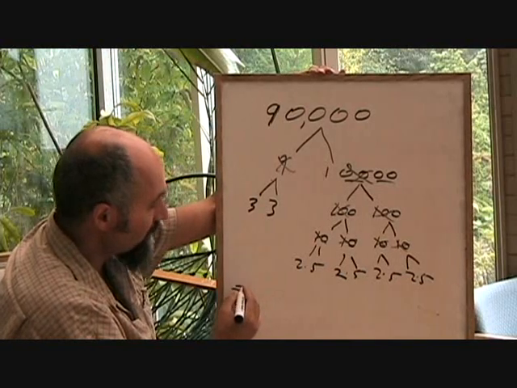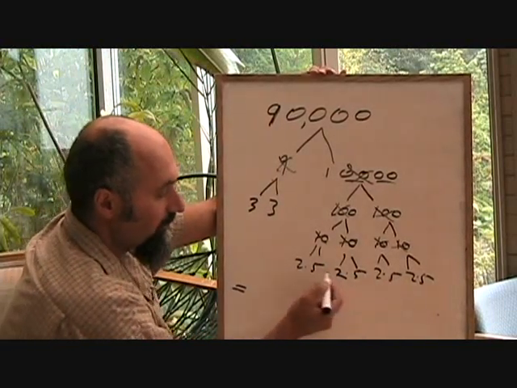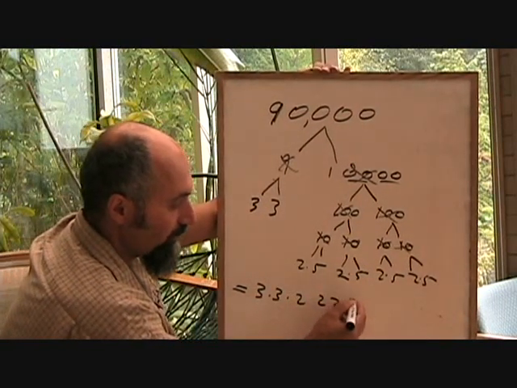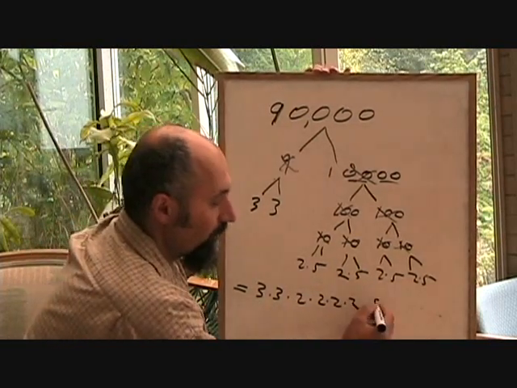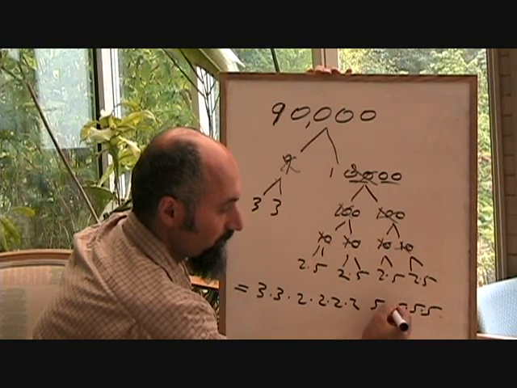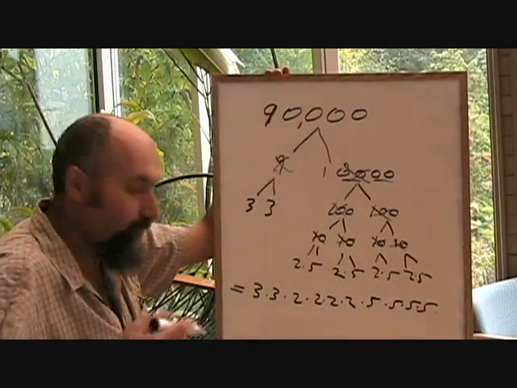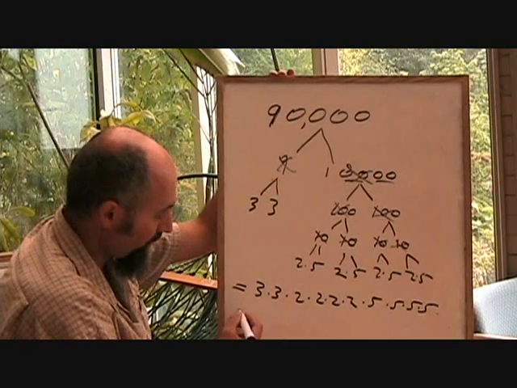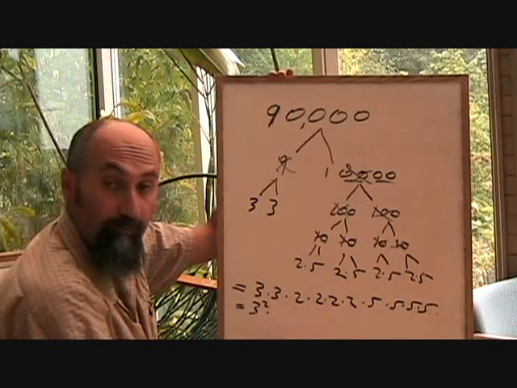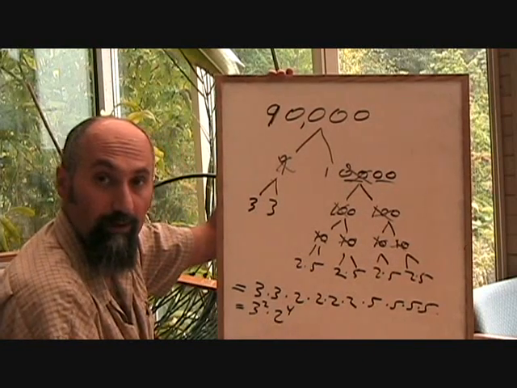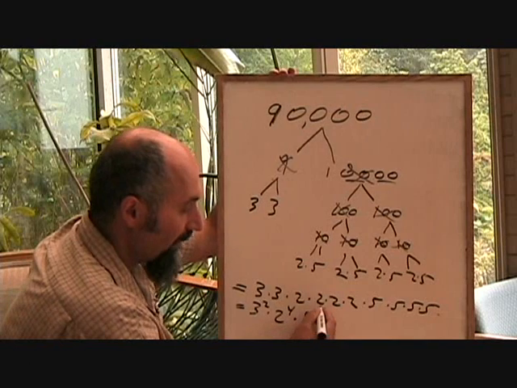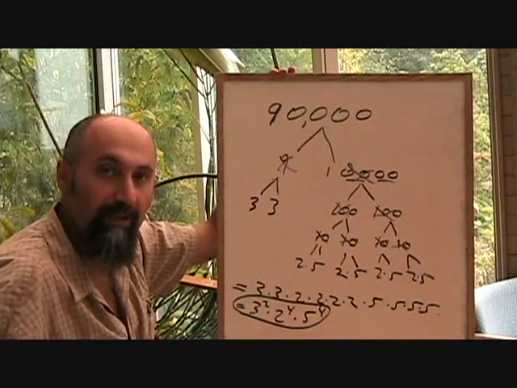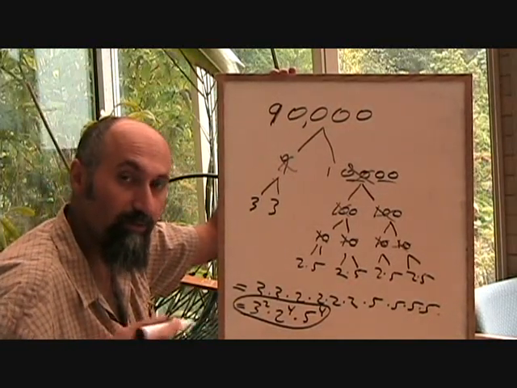So 90,000 is really 3 times 3, 2 times 2 times 2 times 2, 5 times 5 times 5 times 5. So you have 3 times 3, 4 twos, 1, 2, 3, 4, and 4 fives, 1, 2, 3, 4. That's what 90,000 is. Now, once you start dealing with exponents, you can express this more simply as 3 squared, times, you got 4 twos there, so it becomes 2 to the power of 4, and you got 4 fives, so it becomes 5 to the power of 4. And this is 90,000 in its prime form, simplified into its prime factors.